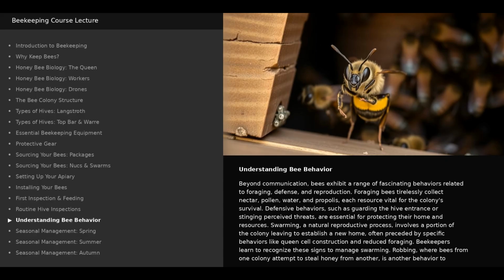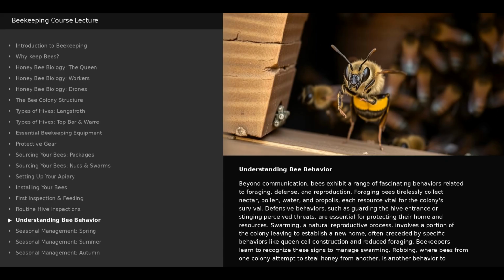Defensive behaviors, such as guarding the hive entrance or stinging perceived threats, are essential for protecting their home and resources. Swarming, a natural reproductive process, involves a portion of the colony leaving to establish a new home, often preceded by specific behaviors like queen cell construction and reduced foraging. Beekeepers learn to recognize these signs to manage swarming.